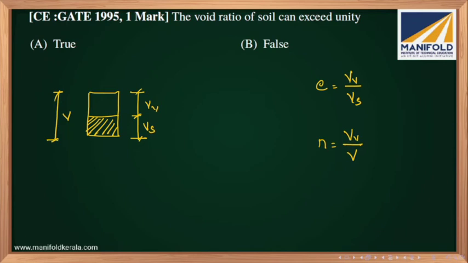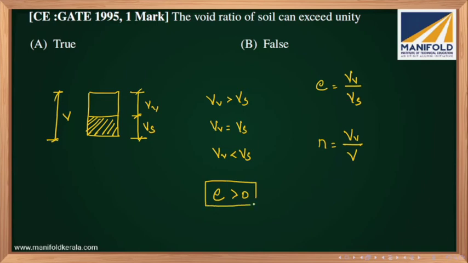Whereas here, the volume of voids and the volume of solids are different, and these two will vary continuously with respect to the compactness of the soil. Sometimes the volume of voids may be greater than the volume of solids, sometimes equal, and sometimes less. So in this case, e can have any value apart from 0.